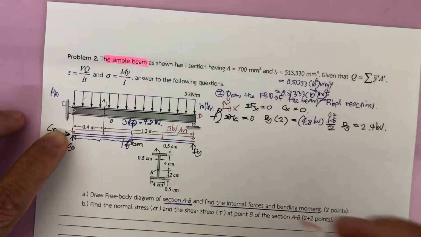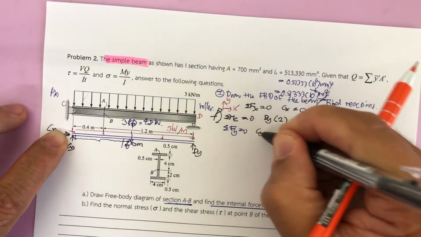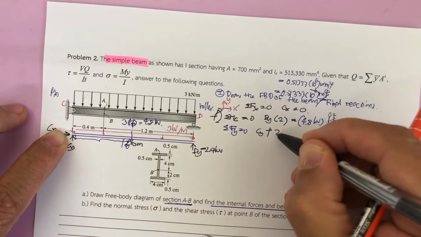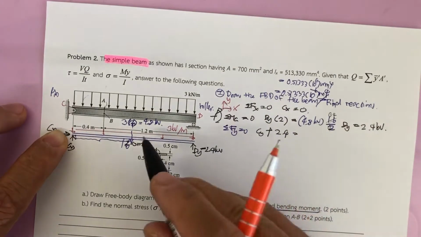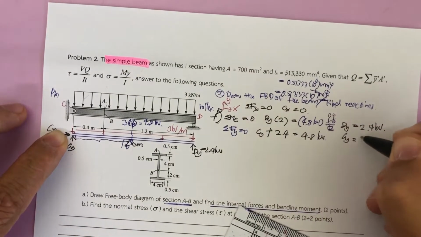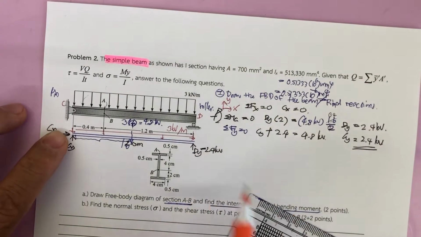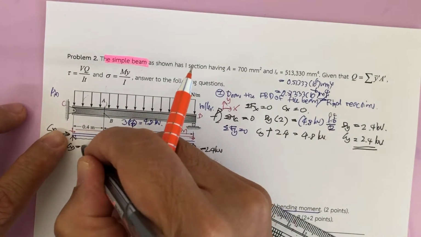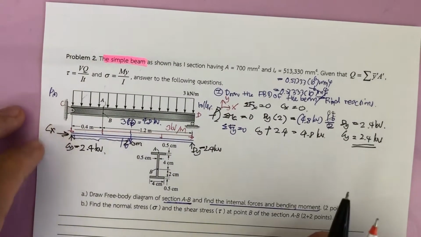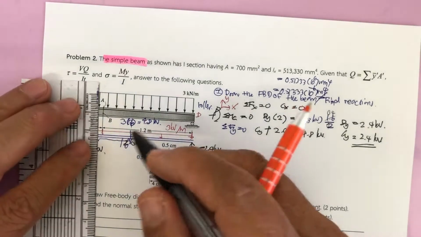kilonewton. And then if you do the summation of F sub Y equal to 0, C sub y plus D sub y, where D sub y is 2.4 kilonewton, is equal to 4.8 kilonewton. So your C sub y is also 2.4 kilonewton. This occurs when the structure is symmetric. The reaction on the left and the reaction on the right are going to be equal. Okay? And next, we are going to cut this section.